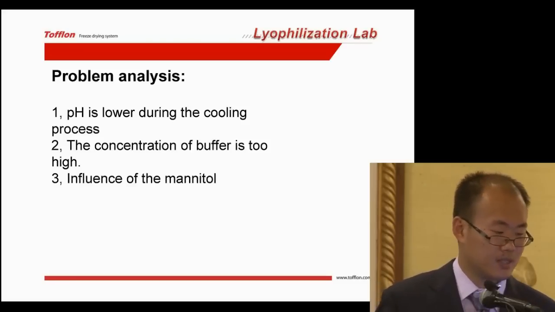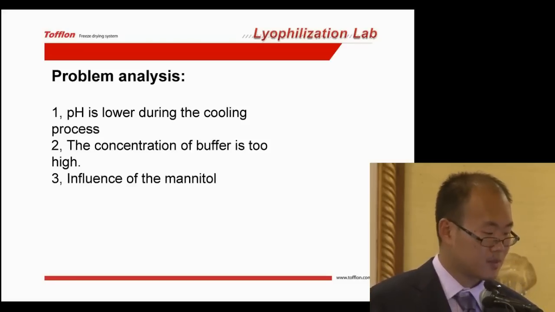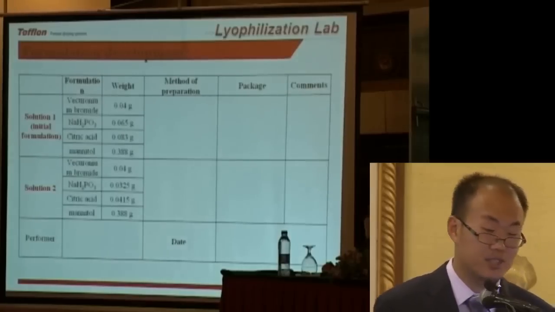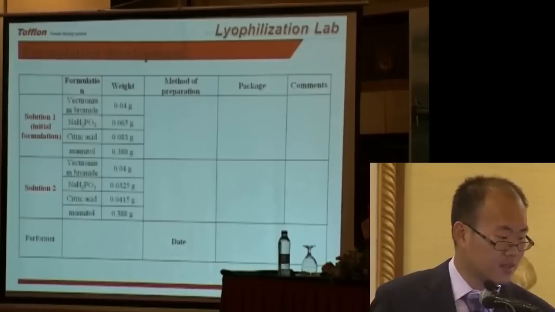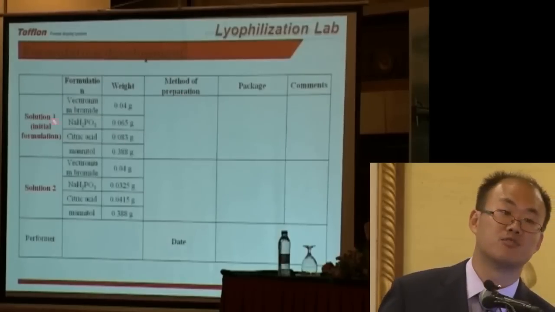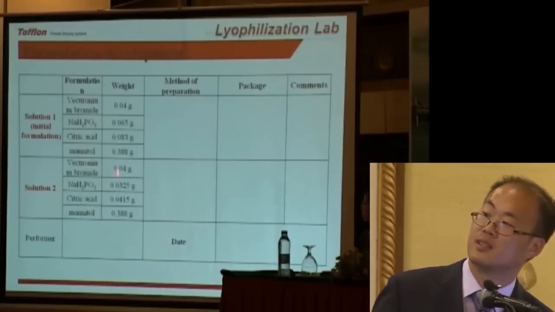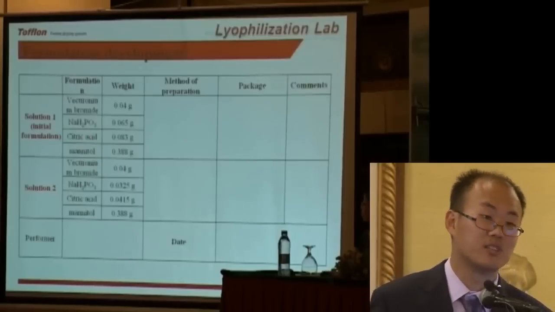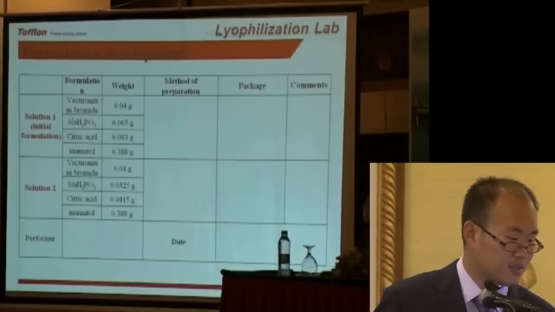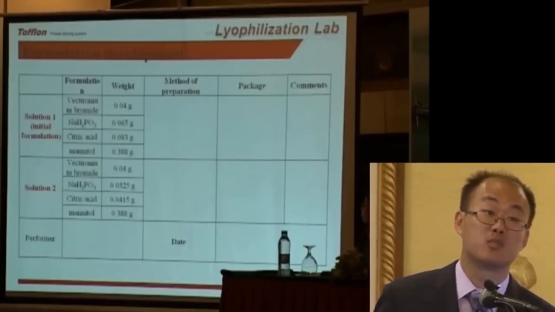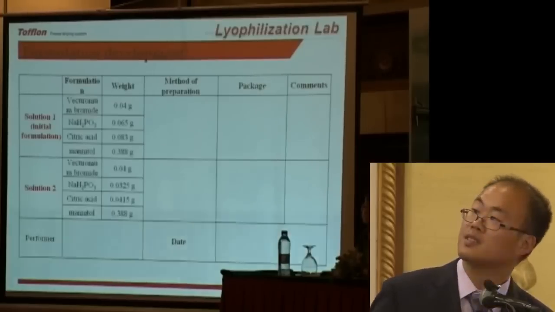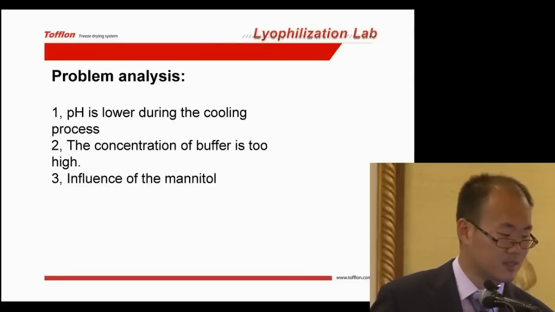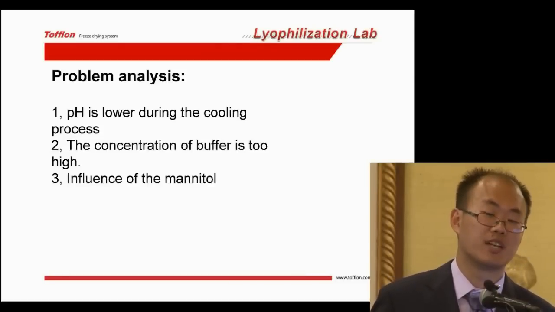Let's see the formulation. This table shows us the formulation. This is the initial formulation, and the next is the final formulation redesigned. We can see that the concentration of the buffer is a little high, and we considered that the concentration of buffer is high, so we can reduce the concentration to make a good structure.